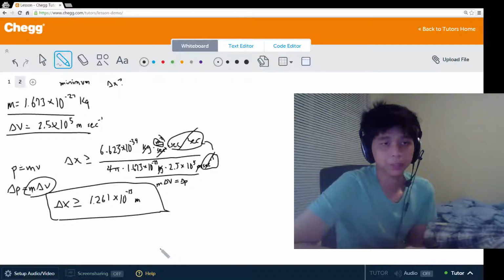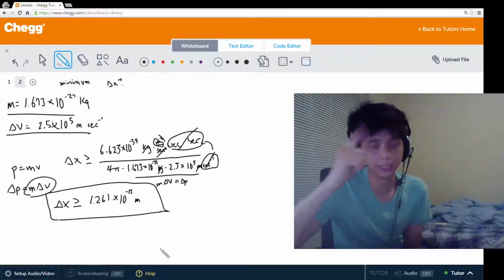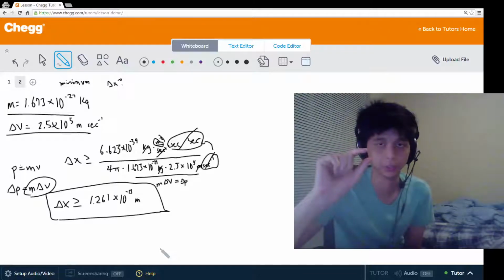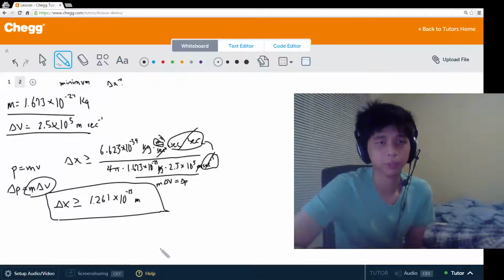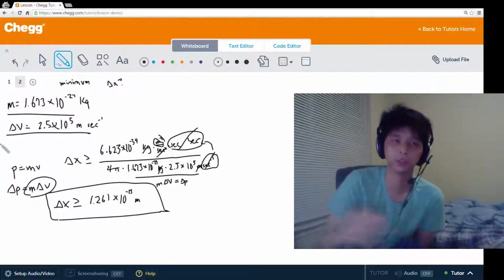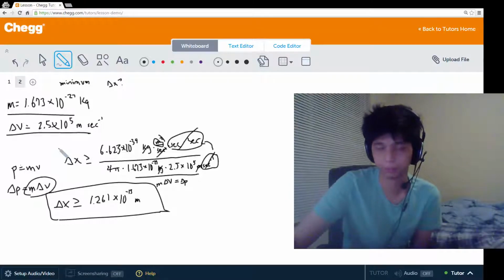So a couple of things to say about using this equation to solve these kinds of word problems. The first thing is that our final answer is not equal to something. It's not 100% 1.261 times 10 to the negative 13 meters. It's greater than or equal to that value. And that's because we're solving, remember, for the minimal uncertainty in position, because it could be greater, but this is the minimum it has to be in order to produce the corresponding delta v that we're given.